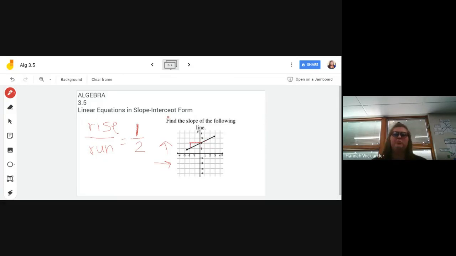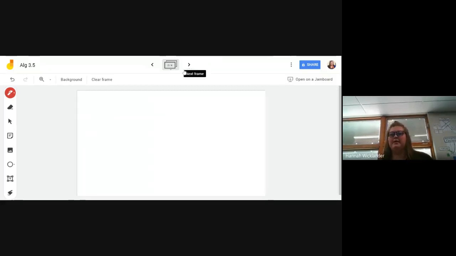I just picked any 2 points. Remember, you can pick any points on the graph to find your slope. So if I start here, it rises 1, runs 2. So it's the same for the whole graph. Everywhere with a function, the rate of change is constant, or the slope is constant, meaning it will never change. It stays the same. So that's how you find the slope from a graph.